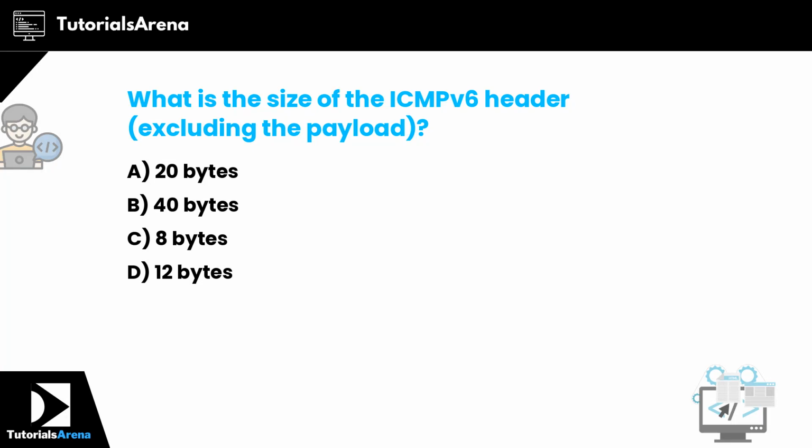What is the size of the ICMPv6 header, excluding the payload? The correct answer is option C, 8 bytes.